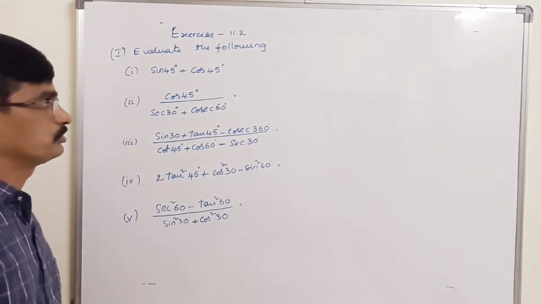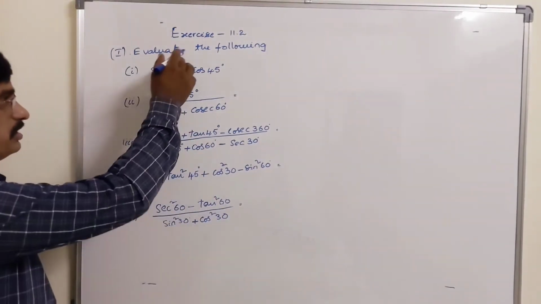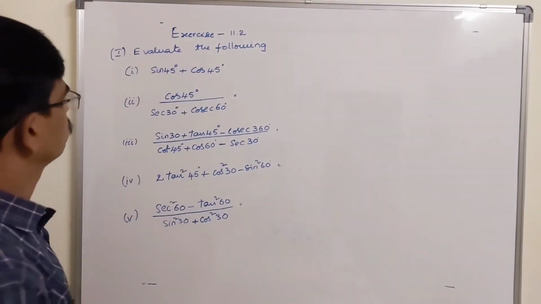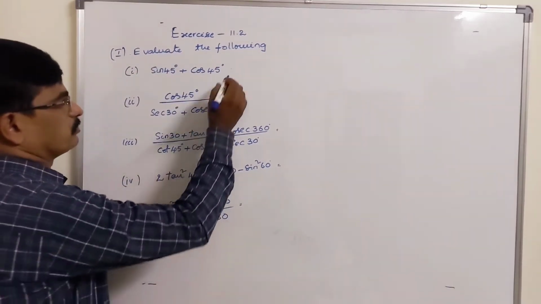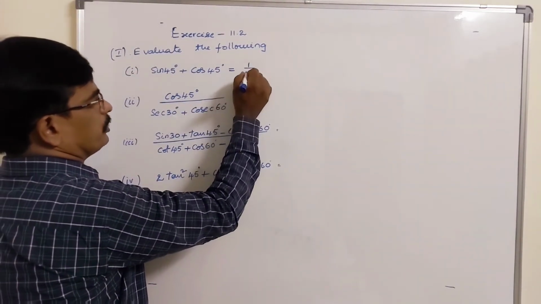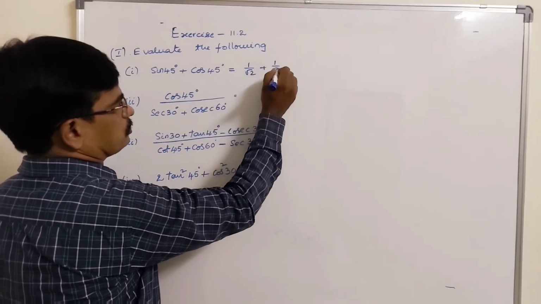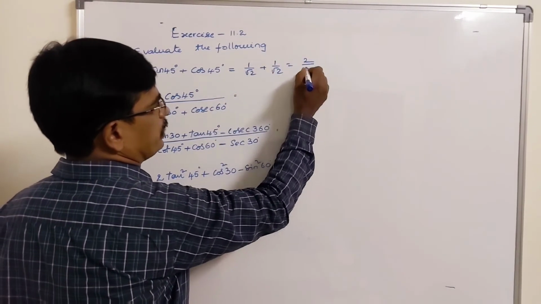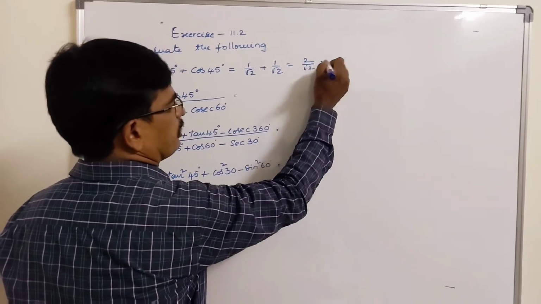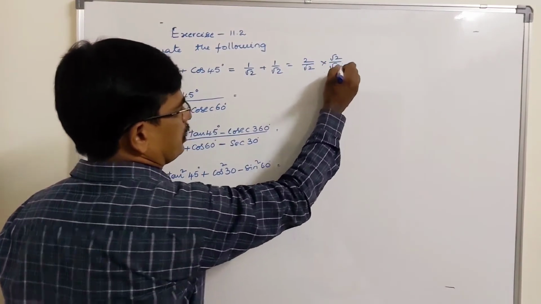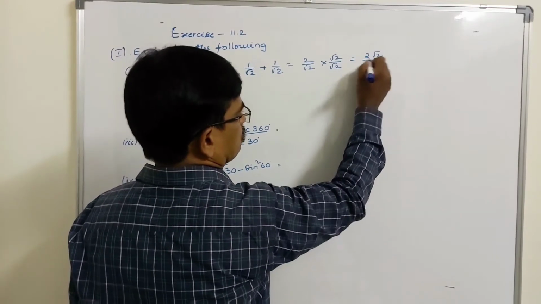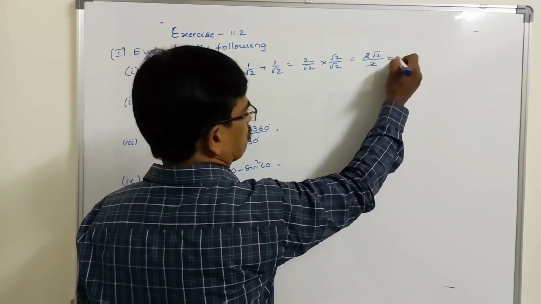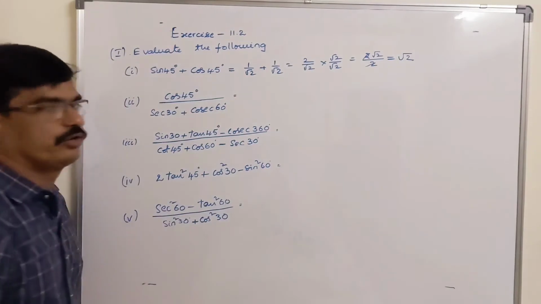So today we are going to discuss exercise 11.2 from trigonometry. The first problem is: evaluate the following. Sin 45 is equal to 1 by root 2 plus cos 45, also 1 by root 2. This can be written as 2 by root 2. Now rationalize the numerator and denominator by root 2. Then we get 2 root 2 by 2. The 2s cancel out. The final answer is root 2.